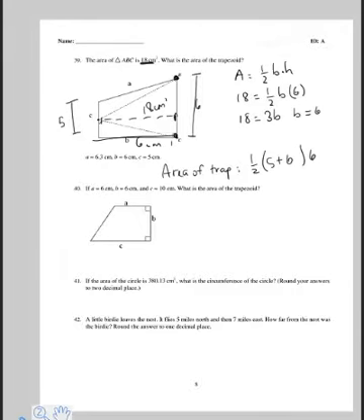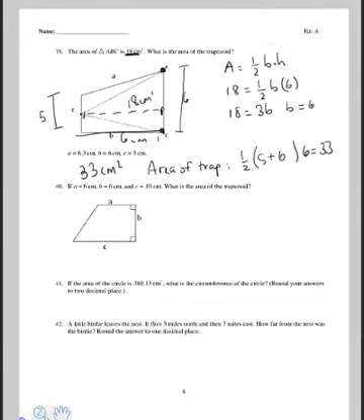So 1/2 of 6 is 3. 3 times 11 is 33. So the area is 33 centimeters squared.